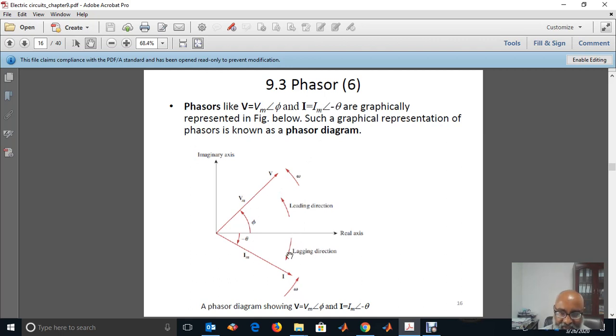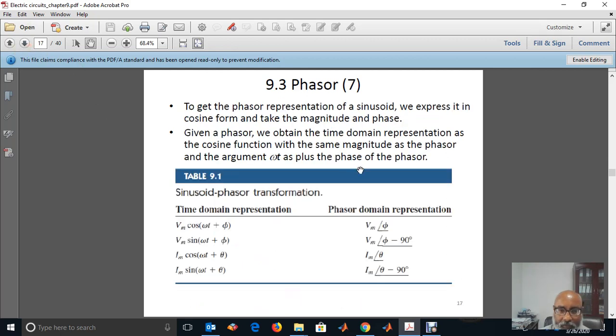Remember, minus theta is measured from the real axis. We go clockwise, so minus theta is this, and it will be like this. So again, here I have the time domain, Vm cos(omega t plus phi), and the phasor domain or frequency domain, Vm at an angle of phi.